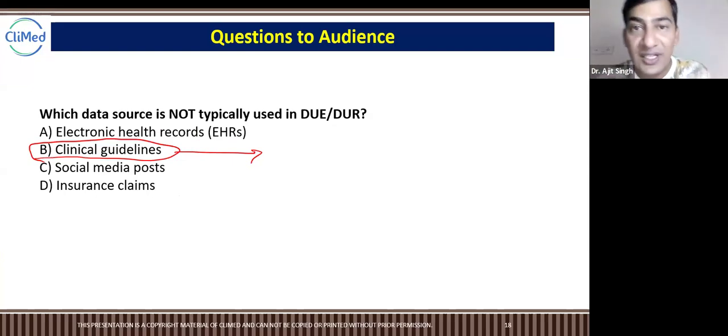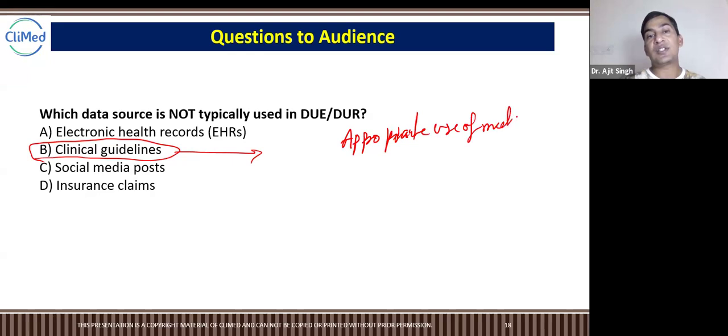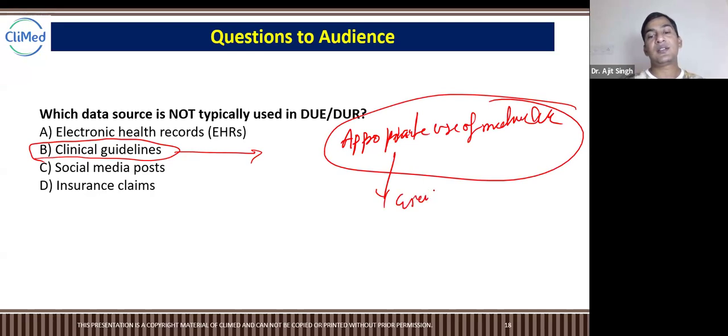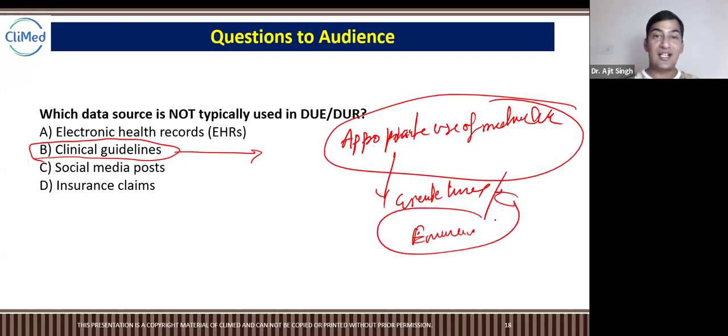The first agenda, the first objective we saw in the first slide, was appropriate use of medications. And who will tell the appropriate use? Guidelines and evidence-based medicine, evidences. Guidelines are made on the evidences. It is a simple funda.